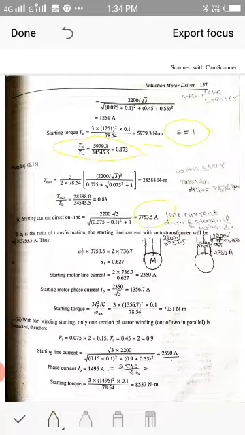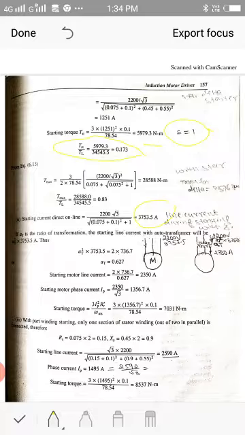This equation is also same as that equation. Here s is being replaced by 1, because during starting s will be equal to 1. Okay, so if the motor is directly started with delta winding and full voltage applied, you are going to get a starting current of 3753.5 amperes. Okay, this much of high current is going to flow.